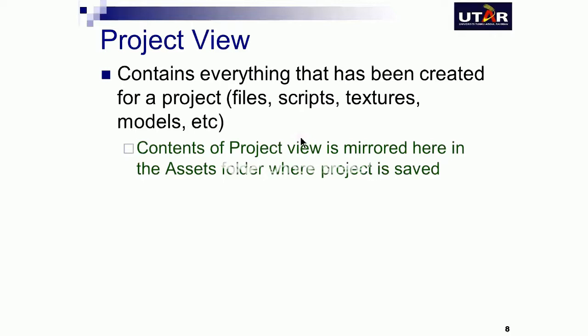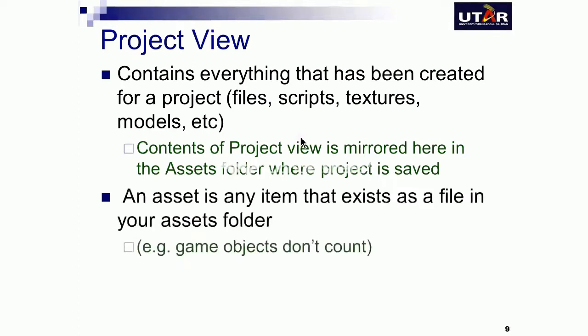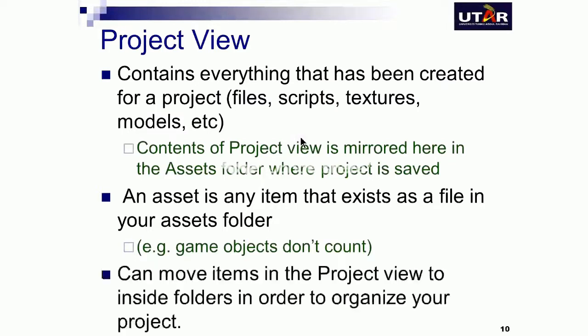So all these things are called assets, and whatever you put into the project view is mirrored in the assets folder on the hard disk where your project is being saved. Now, an asset is any item that exists as a file in your assets folder. That's the definition of it. So game objects, which you are going to see later on, which you create in the hierarchy view, don't count as an asset. So assets are only found in the project view, and they must exist as a file in your assets folder. And you can move items in the project view into other folders in order to organize your project. It's just like organizing files in your file explorer.